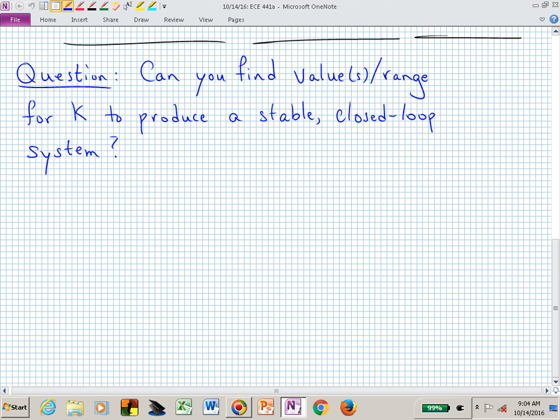Let's start with that question on the first problem, and that is, can you find a value or values or a range for this adjustable parameter k to produce a stable closed-loop system? Let's now try to construct the system that I want to illustrate this concept with. Here, let's say we have a transfer function k over s plus 2, and that could actually be representative of a controller that you might build. You might create this with an op-amp and some summing junctions and some gains. We now are applying that to a system.